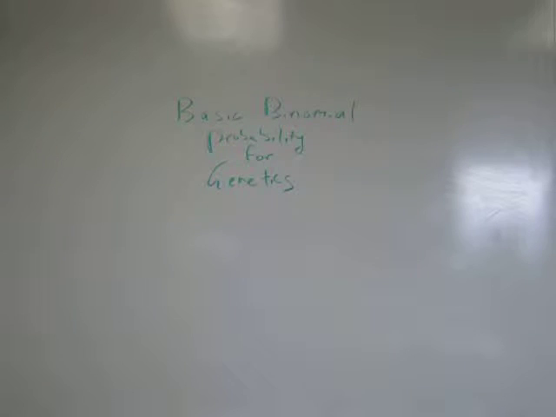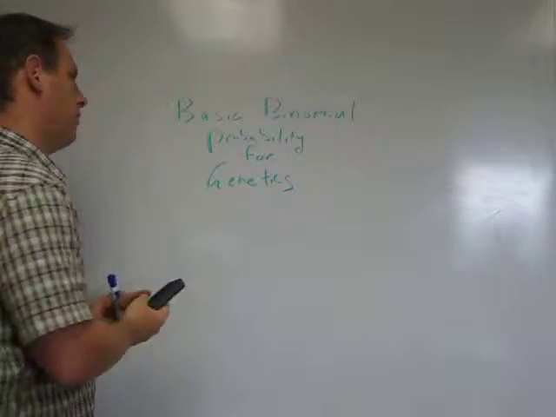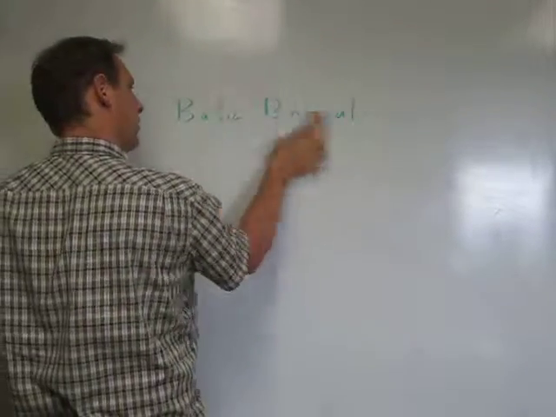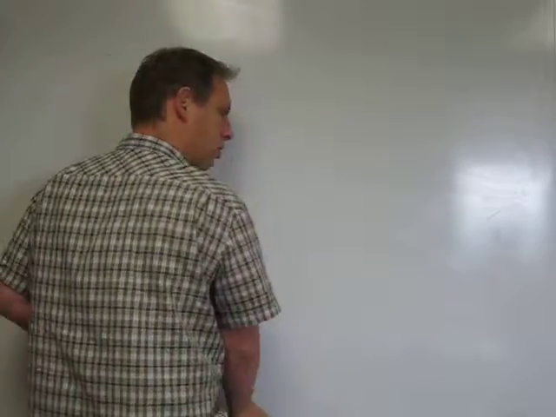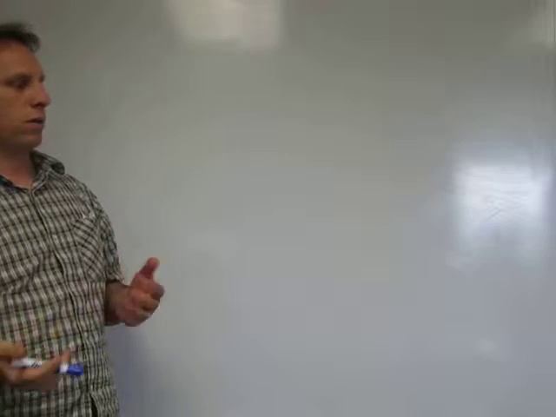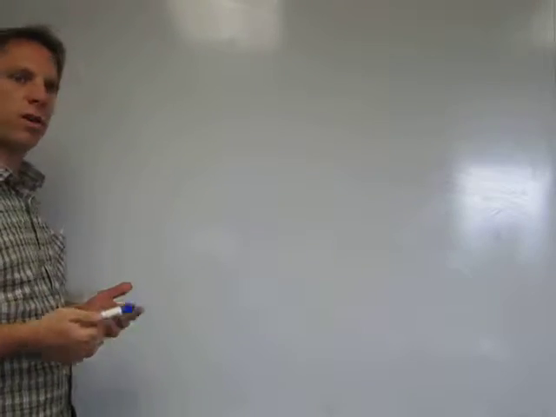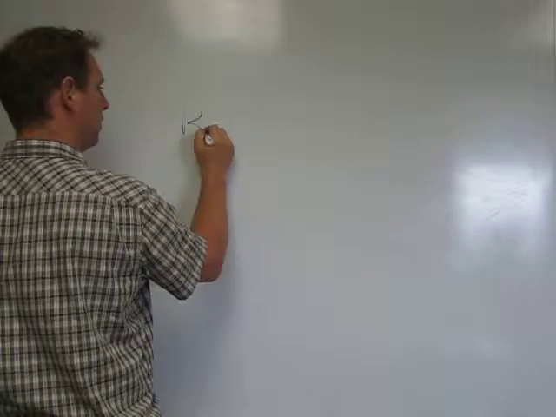Today we're going to be talking about basic binomial probability for genetics. Now, oftentimes you'll have events that can be one way or another. So in genetics, we can talk about boy or girl, we can talk about wrinkled or smooth, and these are what are called the outcomes of something called a Bernoulli trial.